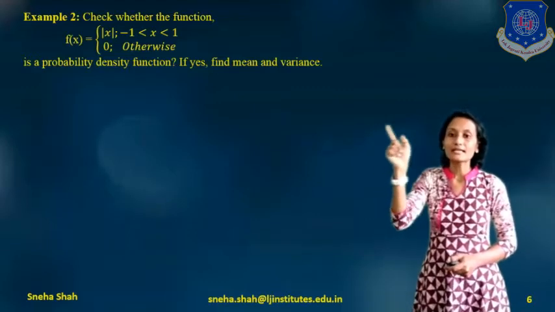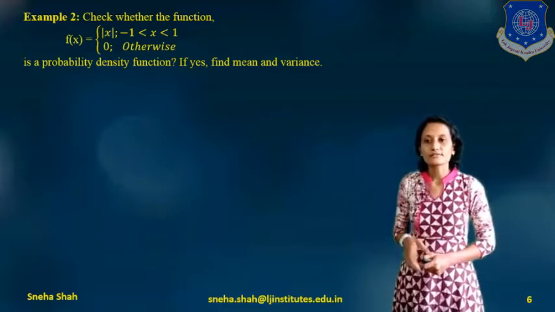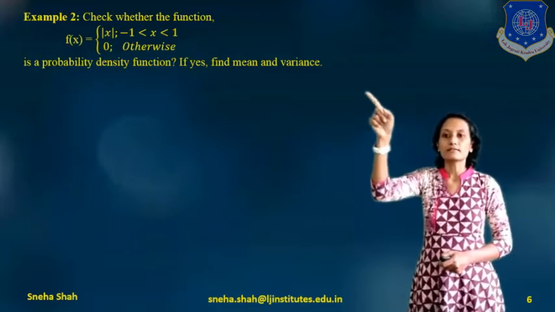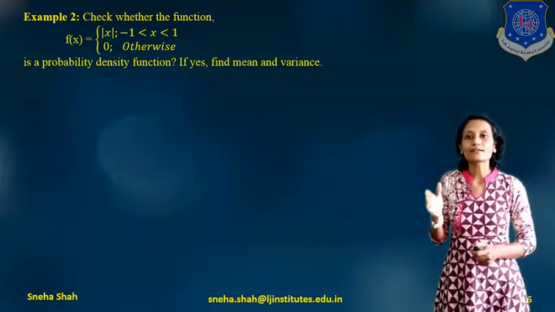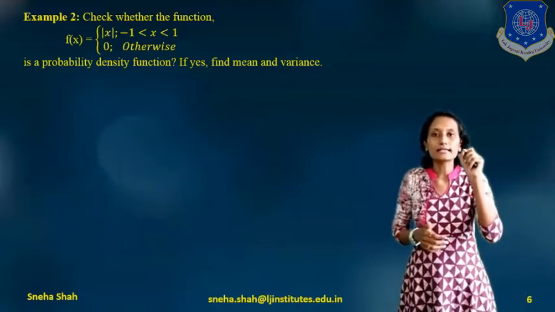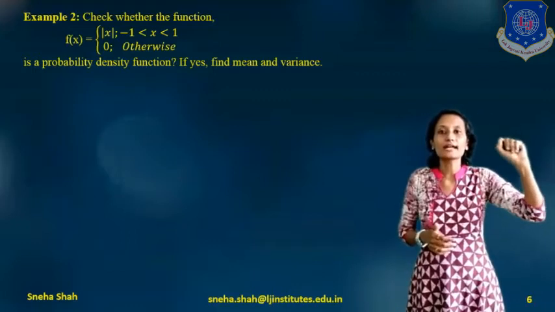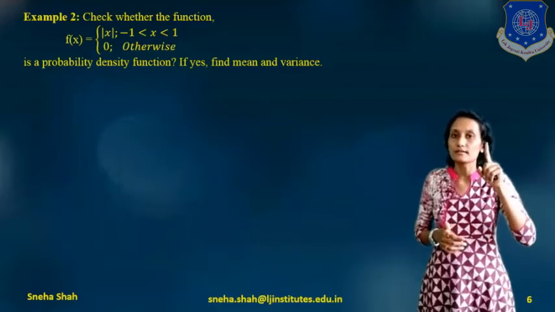EPS, find the mean and variance. For this, first of all we have to check whether the given function is probability density function or not. So for that we are taking the equation as integration minus infinite to infinite f of x dx. This should be equal to 1.